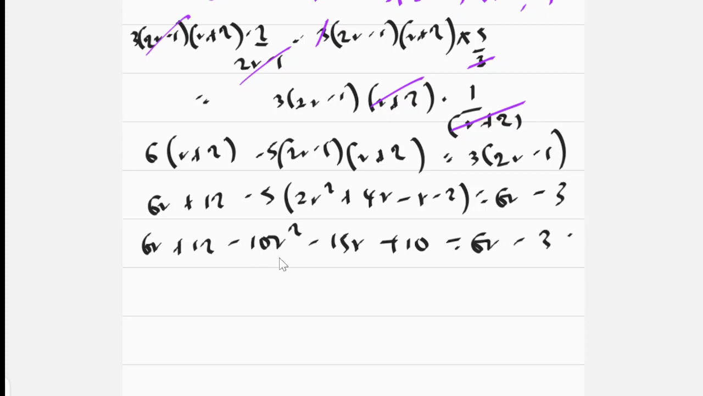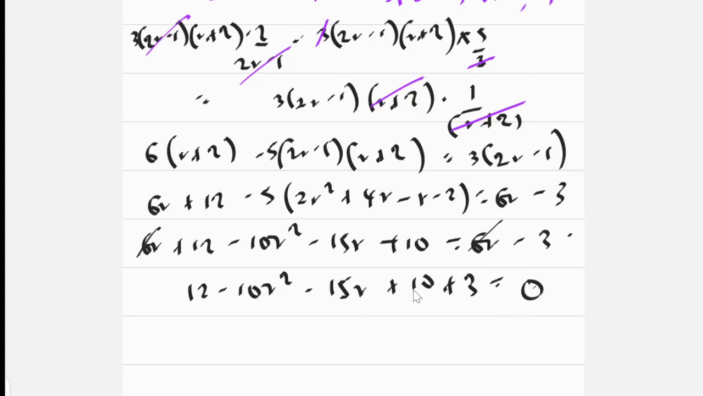Okay, now you can bring this guy inside. And even before doing that, you will see that we cancel this because when it comes inside, it's going to give me what? 6r minus 6r. I hope you understand. And so this will now give me 12 minus 10r squared minus 15r plus 10 plus 3 is equal to 0.